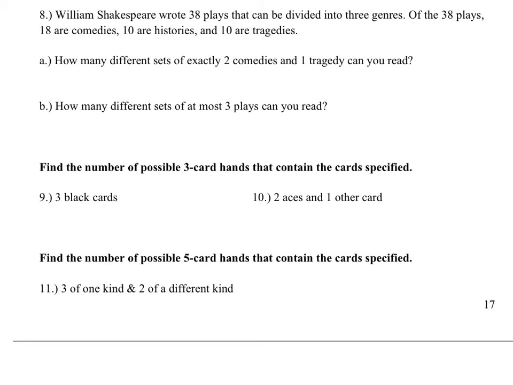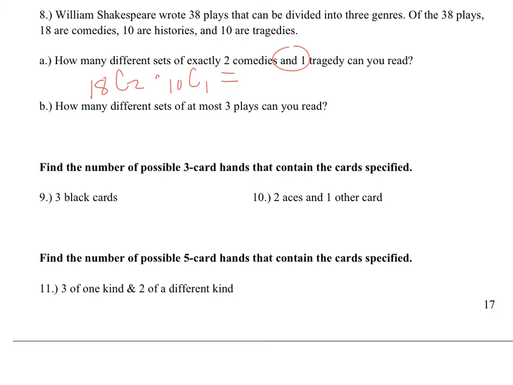Example 8. William Shakespeare wrote 38 plays that can be divided into 3 genres. Of the 38 plays, 18 are comedies, 10 are histories, and 10 are tragedies. How many different sets of exactly 2 comedies and 1 tragedy can you read? Well, there are 18 comedies to choose from. You're going to choose 2. And means fundamental counting principle. We want to multiply. We want it to happen at the same time. 1 tragedy, so 10 choose 1.